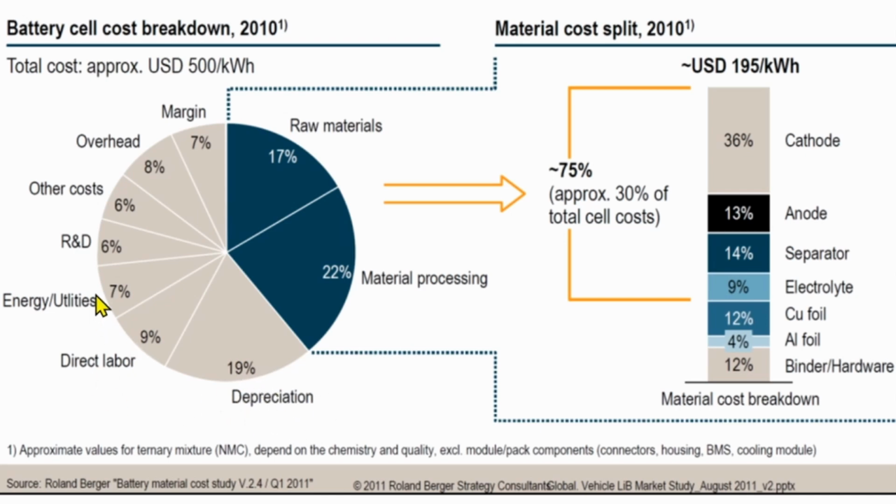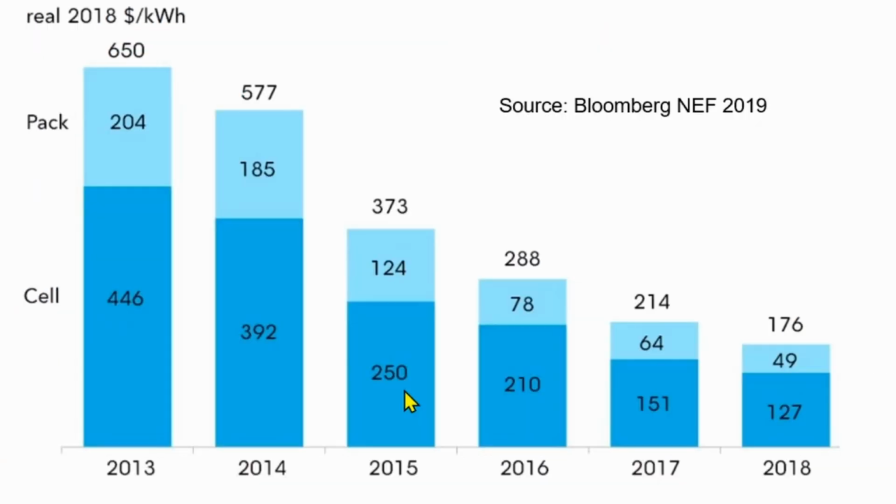Direct labor, energy doesn't take so much, overhead. So margin, this is the profit, and this is the development of the battery. So this is the cost development here.